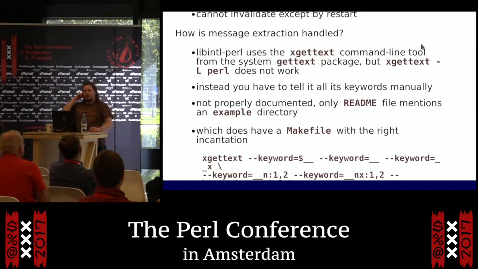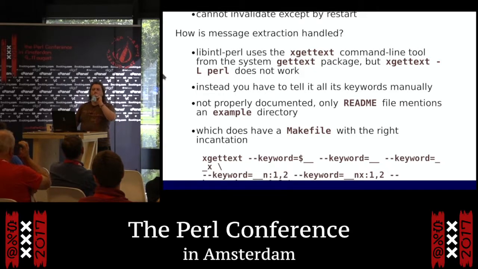How's message extraction handled? It refers to the xgettext command line tool. This is not part of this distro, but of a different system package called gettext. It comes with its own switch for different programming languages, -L. But if you say they are Perl, it won't recognize all the marked up strings which you put in your source code. What do you mean exactly by message extraction?